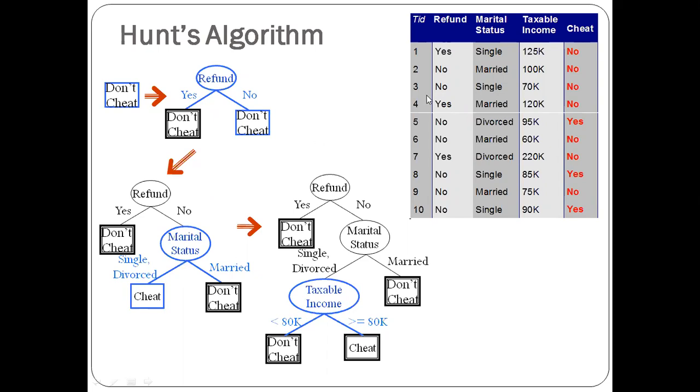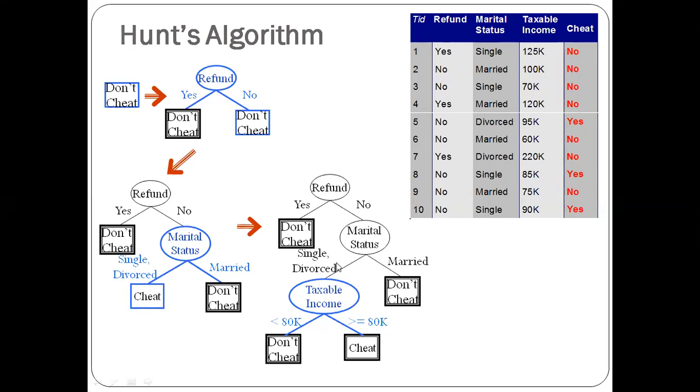So for single and divorced, we have considered the class label as cheat. And for the married people who have not done the refund, if you observe here, no and then married, for them the class label is no. It means that they have not cheated. So we have considered the class label as don't cheat. Next, again, we will refine this based on the taxable income.